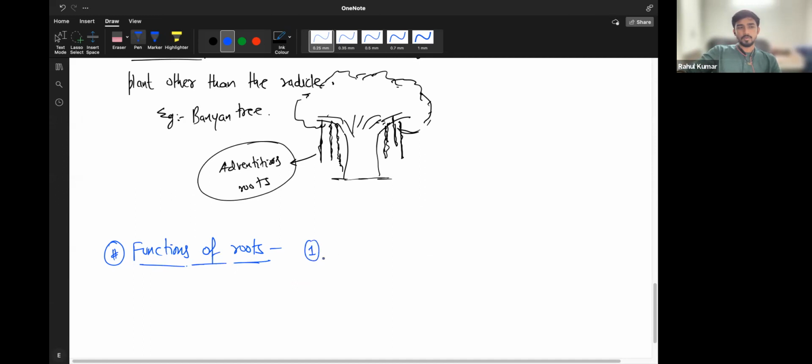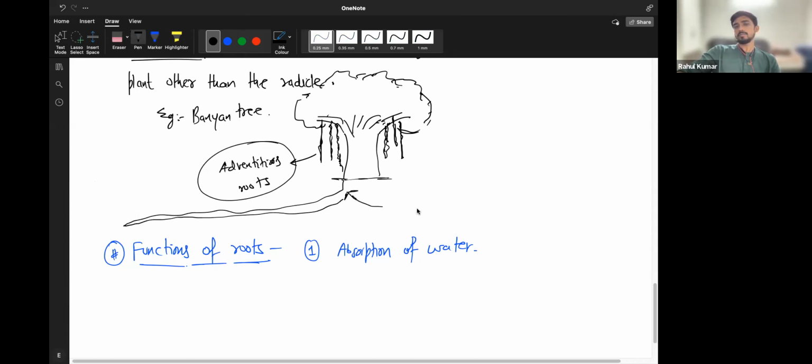First function, as I've already told you, absorption of water. Roots can go very long in the soil. So this banyan tree that you are seeing, if it is this much above the ground, the roots of a banyan tree can go... they cannot come out of the ground, but sometimes they are even visible. They can go to long distances from where the tree is. You know about this? Banyan trees can have very, very long ranging roots.